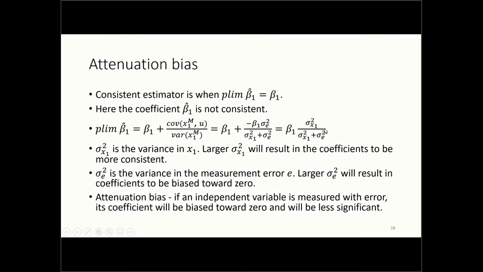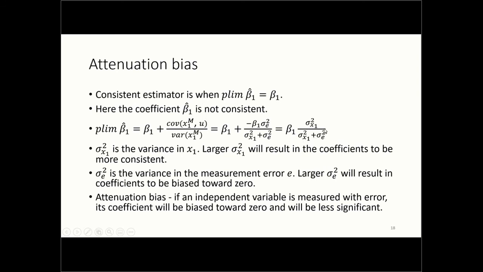Okay, so now the larger the variance of the independent variable, if these two numbers are very large, this expression would converge toward 1, which means that beta 1 times this expression would be converging to beta 1. So the higher the variance we have here, the more consistent the coefficients would be.